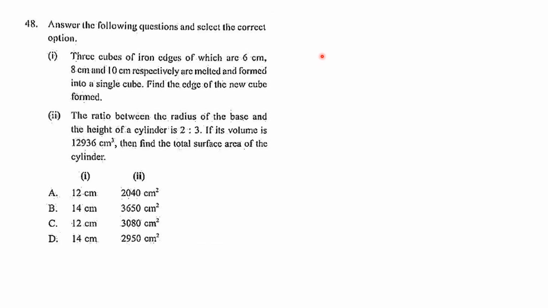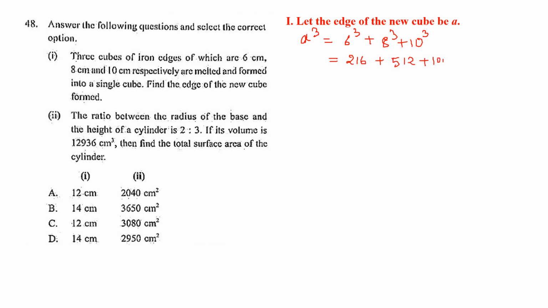So I'm assuming that the edge of the new cube be A, isn't it? So I can write the volume of the new cube, A cube, will be equal to 6 cube plus 8 cube plus 10 cube. So 6 cube is 216, 8 cube is 512, and 10 cube is 1000. If you add it, you will get 1728, and 1728 is a cube of 12. So from here I have got A is 12. So my edge of the new cube is 12, and if you see, options A and C both have the first answer as 12 centimeter.